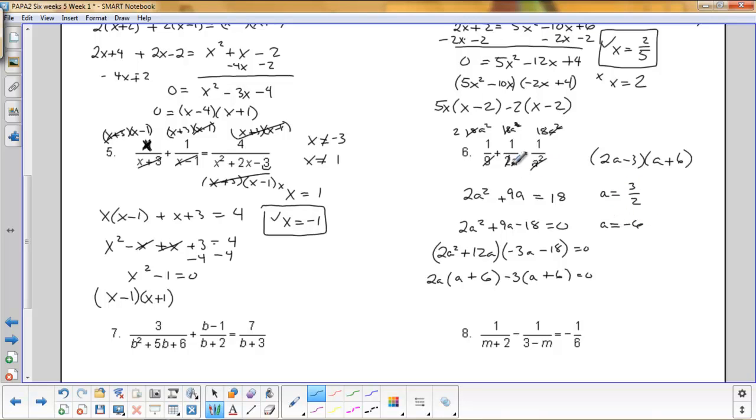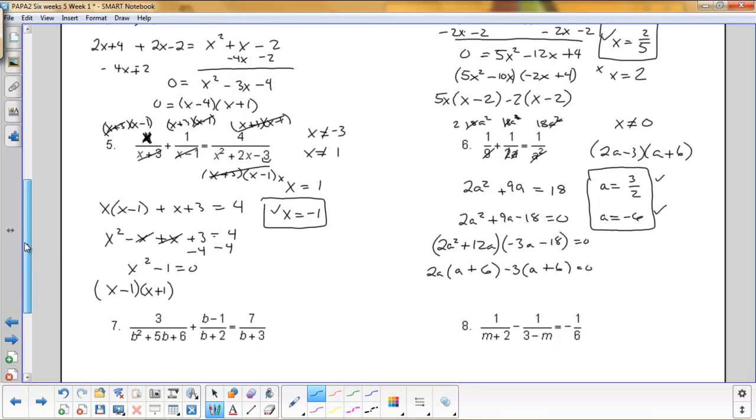The restrictions on the domain are x cannot equal 0. Checking for extraneous solutions, neither of these two are extraneous. They both check out once you plug them back into the original problem, and that is the solution.